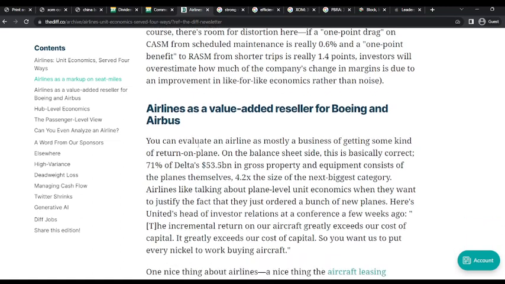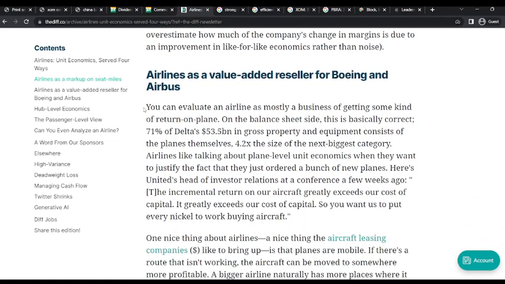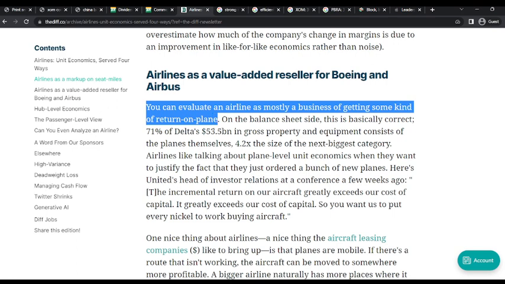Revenue per segment. Honestly, I think this is a really interesting way to think about airlines as a business of getting some return, as a return on plane business.